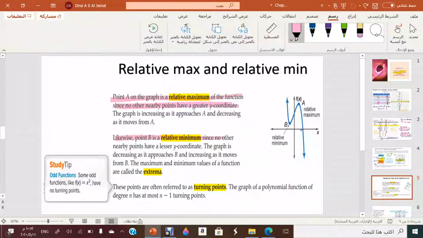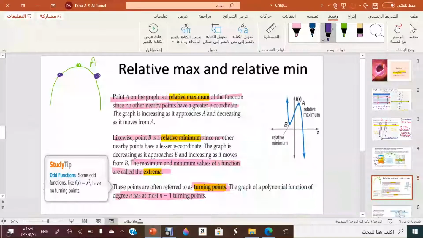So this is for the relative max and minimum. And the other two words are the extrema and the turning points. So let's focus on this. Whenever you are having a relative max, you are having a point A here. So you are studying this from the points nearby to it. So it is the maximum value of them. If you are having point B here, you are studying it from the points nearby to it.